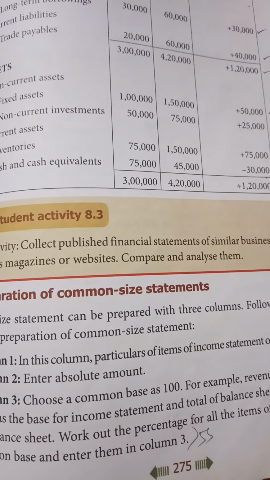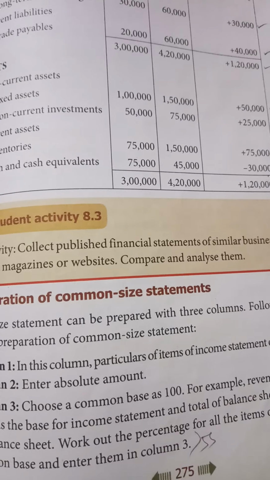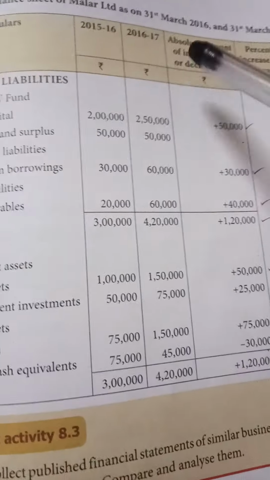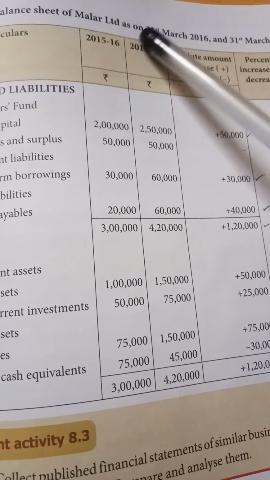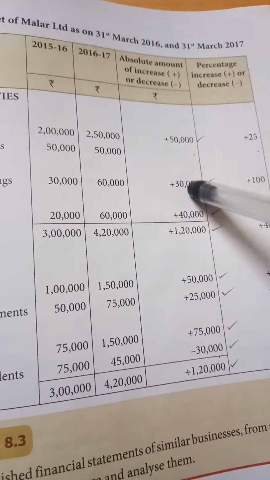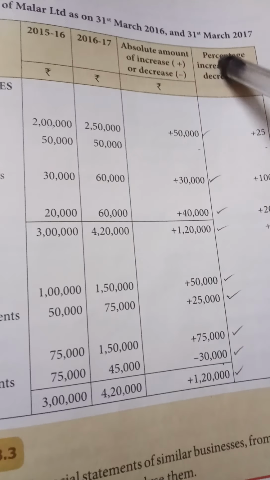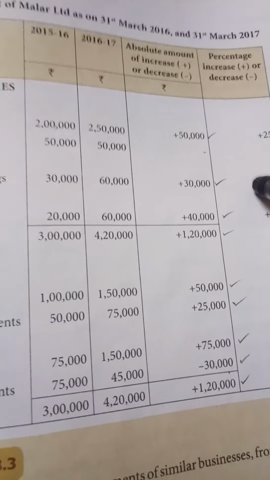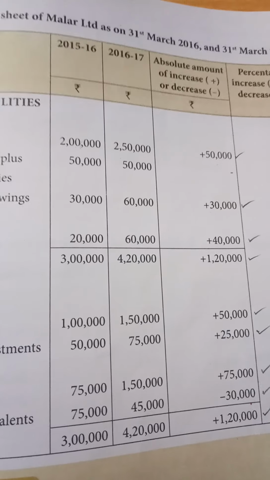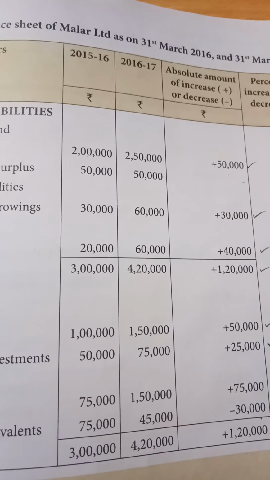five columns. That is, first will be your particulars, second will be your first year, third column will be your second year, then we found the absolute difference and the percentage of increase or decrease in the amount. Okay, this is how we saw the comparative statement.